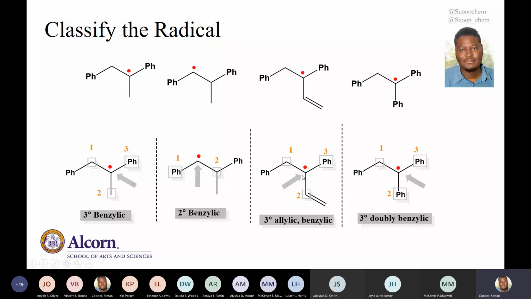The third structure here is tertiary again. There are three carbons near that carbon. It's allylic because it's next to a pi bond or a double bond, and it's next to a ring, which is a phenyl ring here. So this is allylic benzylic. And the last structure here has two phenyl rings and a regular carbon. So it is tertiary, but it's doubly benzylic. All right, so that's good. The first skill you want to keep in mind is being able to classify the radical.